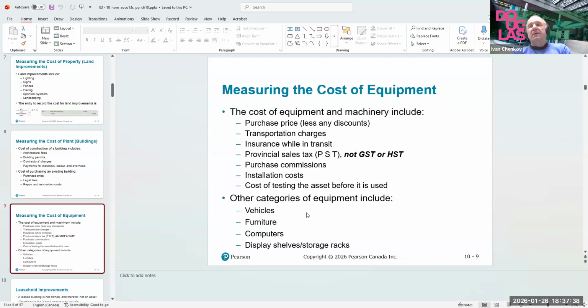For the equipment, we're going to include the purchase price, transportation charges, insurance in transit, and provincial taxes. Don't forget the provincial taxes. Any taxes which are refundable from the government, we're not going to include. GST is refundable; we are subject to a GST tax credit, so we're not going to include the GST. Purchase commission, installation cost, and testing are included.